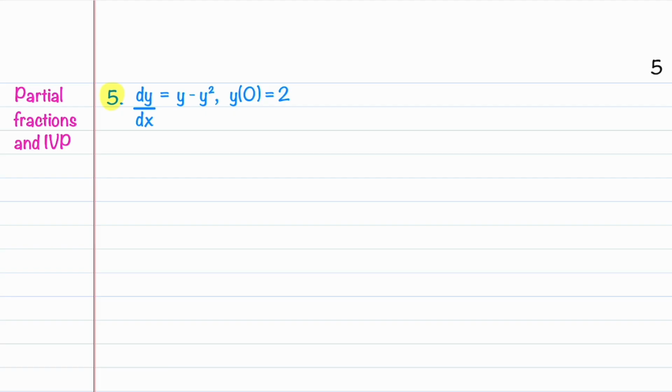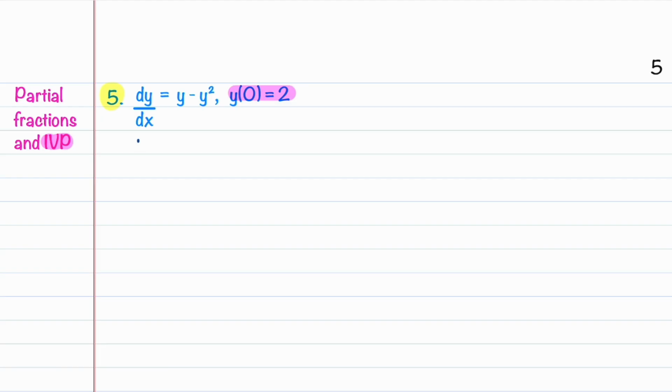I also wanted to include this because this is called an initial value problem. That's because we are given what's called an initial condition. And whenever we have one of these, we don't end up with an arbitrary constant. Instead, we end up with what's called a particular solution. Let's go ahead and start.